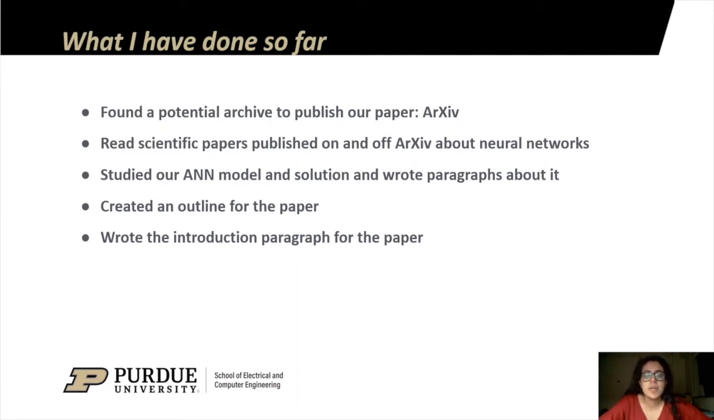I've read scientific papers about neural networks that were published on arXiv and other publications, and I have made notes on them. I've also noted how the introduction, the solution, and the conclusions were written in these papers. I've studied our ANN model and solution and wrote paragraphs about it as well. I've created an outline for the paper and wrote the first section, the introduction.